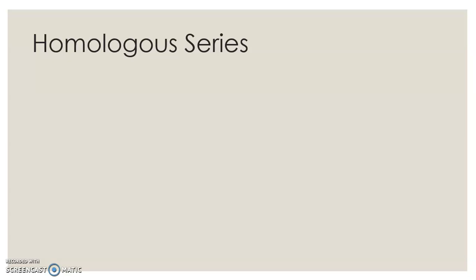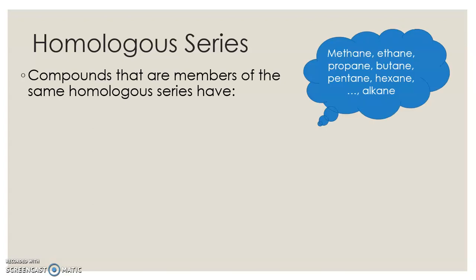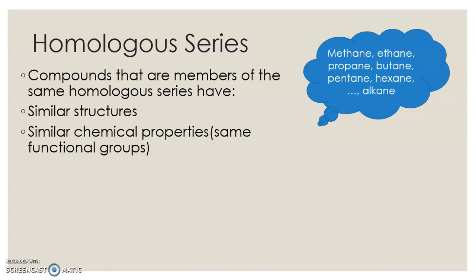So before we dig into it, let's revise the definition for homologous series. That is compounds that are a member of the same homologous group, basically methane, ethane, propane, butane, pentane, hexane, or anything, we call them alkane. So whenever we are saying alkane, we are basically referring to that alkane homologous series. Okay, so homologous series have similar structures. They have similar chemical properties because they have the same functional group or groups.